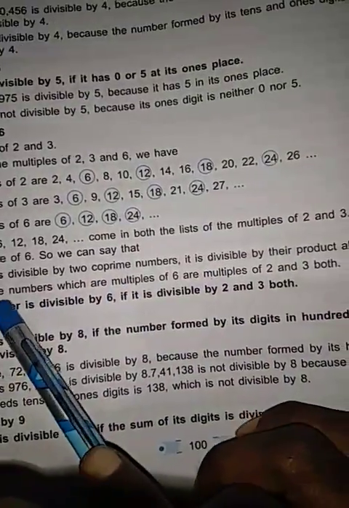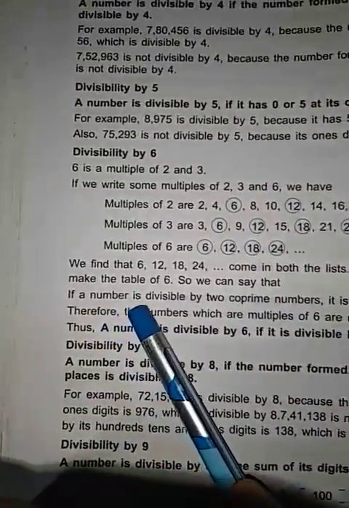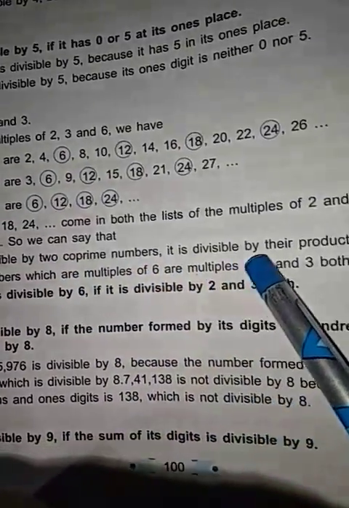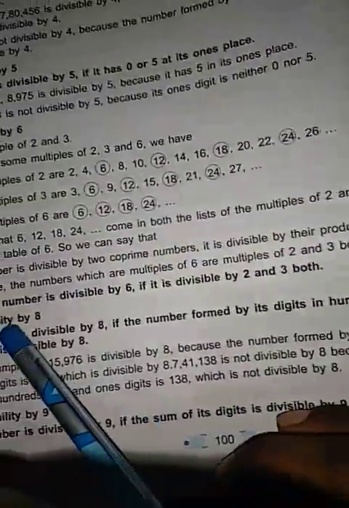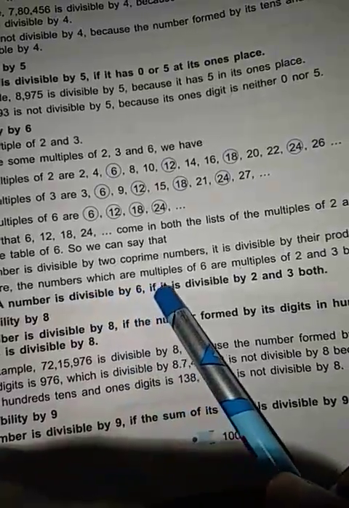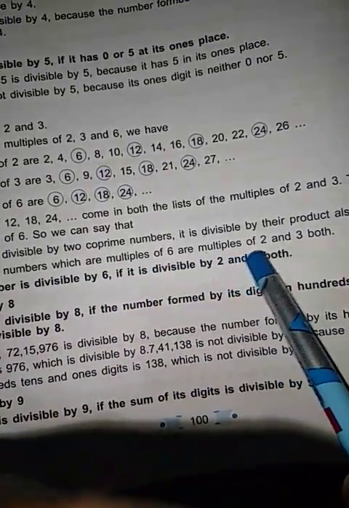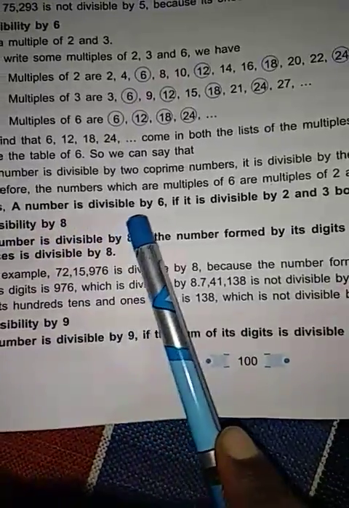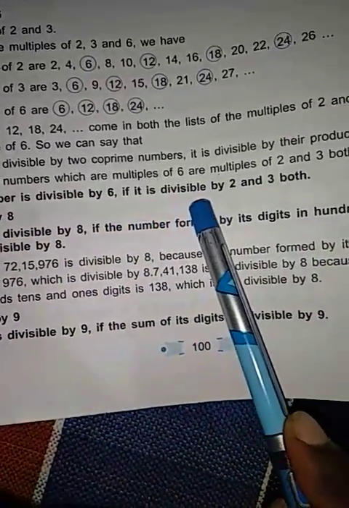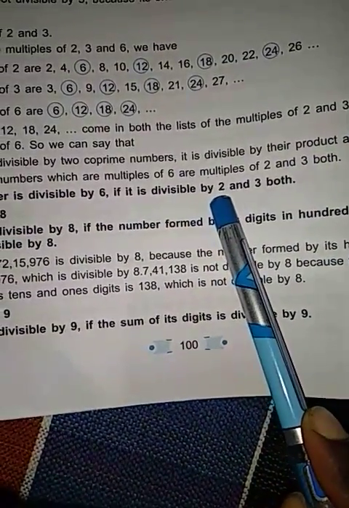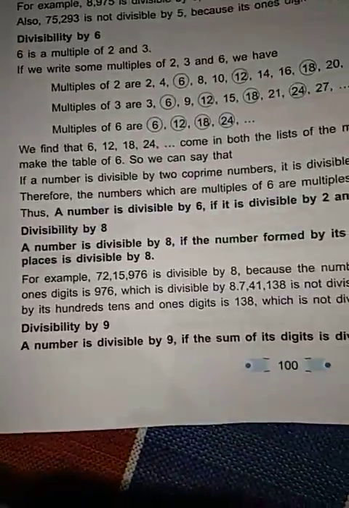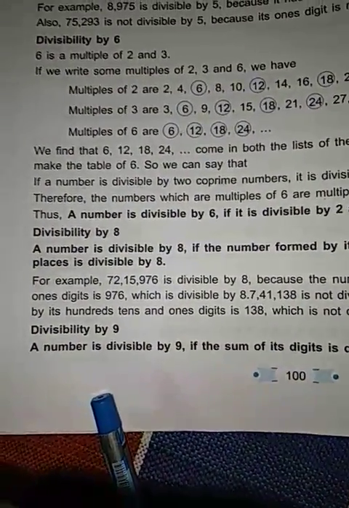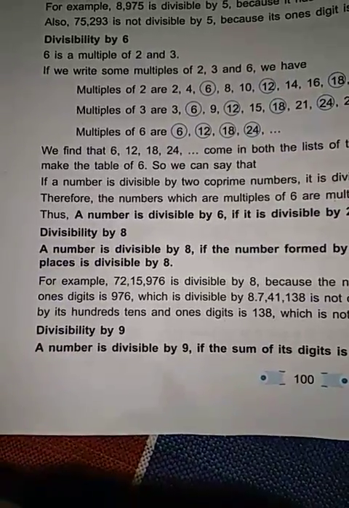So we can see that if a number is divisible by two co-prime numbers, it is divisible by their product also. Therefore, the multiples of 6 are multiples of both 2 and 3. Thus, a number is divisible by 6 if it is divisible by 2 and 3 both. If the number is divisible by both 2 and 3, then the number is divisible by 6.